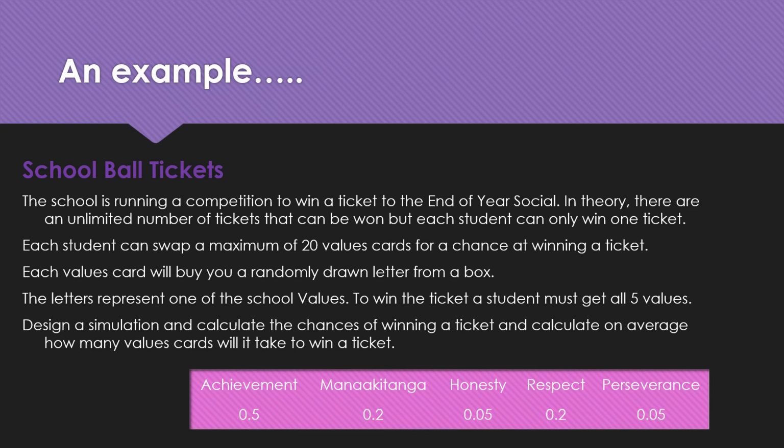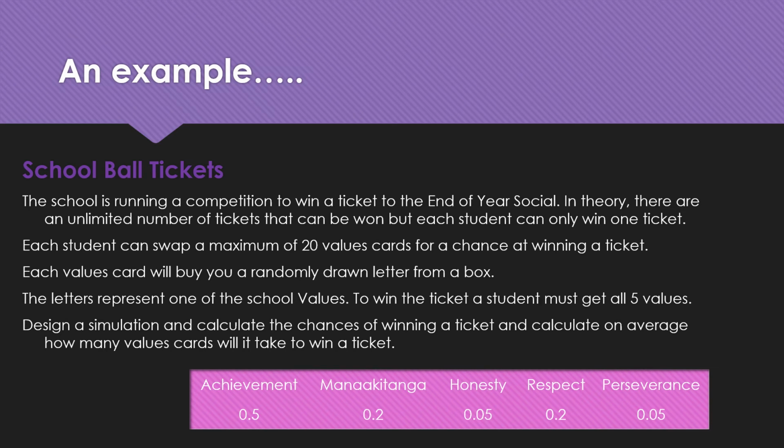Maximum 20 times you're going to swap a values card you've got from a teacher for a chance to win one of the 5 letters relating to our 5 values. And if you get all 5, you can win a ticket to the ball. So that would be a great prize, and you've got a couple of things here. You've got the amount of times you're allowed to go. Is that a reasonable thing to assume that you would have a maximum of 20? Would that be enforced?